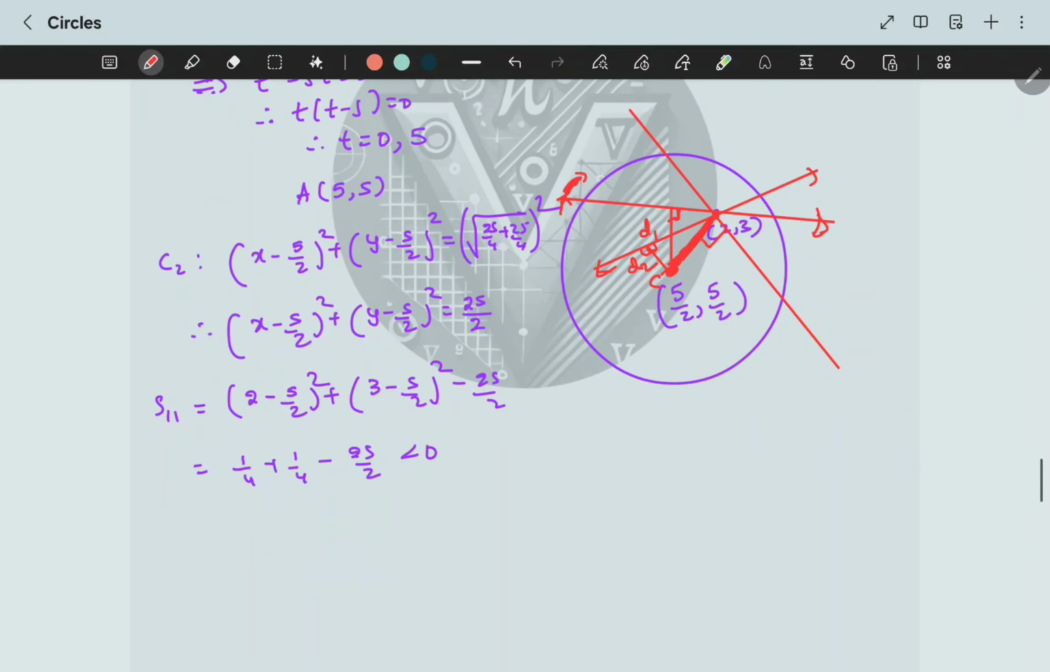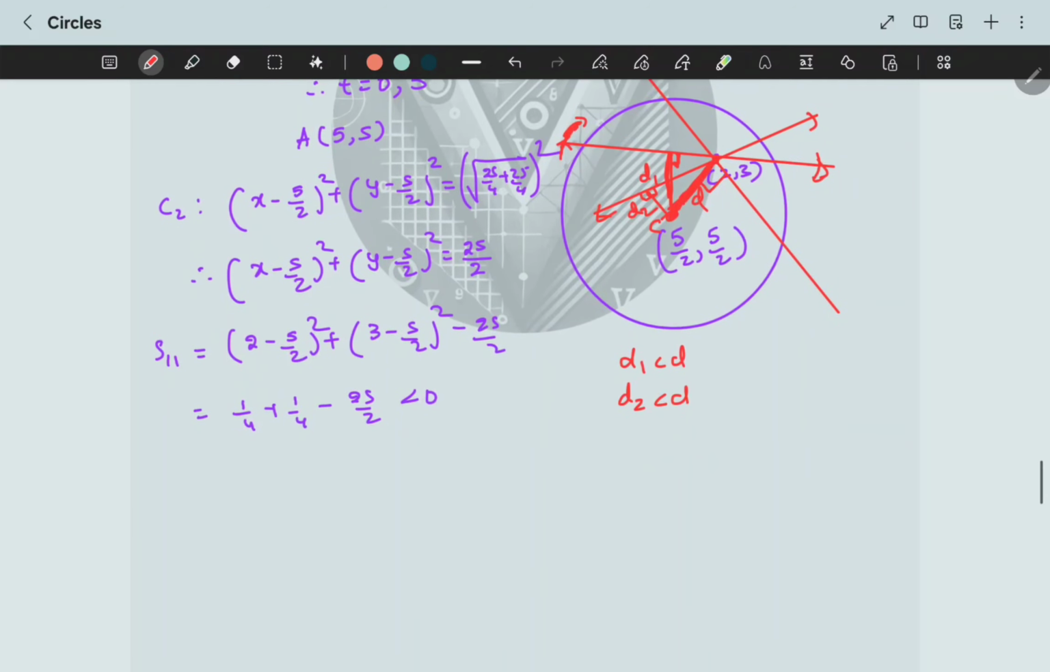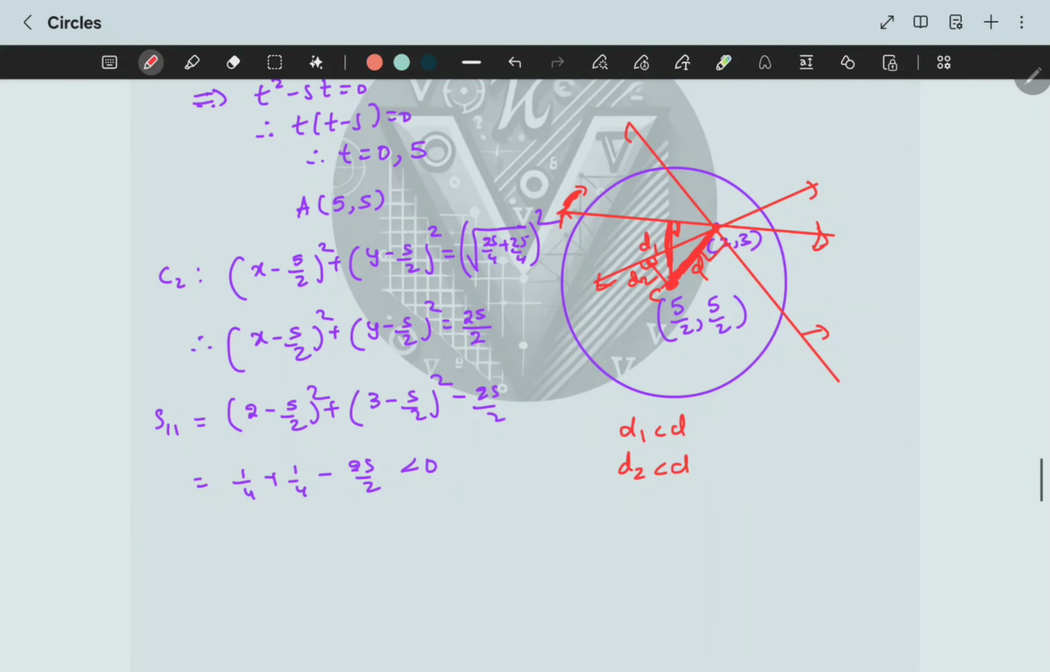Once again, I'll repeat. You can think in this direction if it is confusing. Take this particular triangle. With respect to this triangle, D1 is definitely less than this length D. You take any other triangle, D1 is less than D, D2 is also less than D. Any other case, D3 will always be less than D, right? That's it. So now we need the equation of this particular chord.